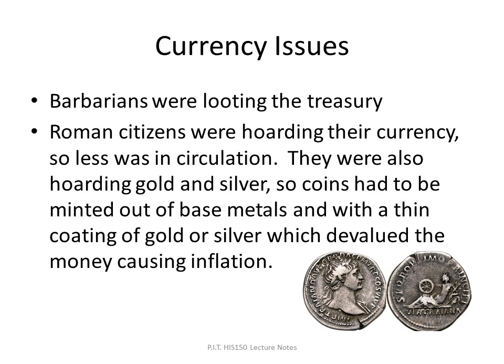Then there were also currency issues. Barbarians were looting the treasury. In those days, they didn't have computers digitizing financial records. They had storerooms of coins, and these coins were easily carried away. Roman citizens began hoarding their currency, so less was in circulation. They also hoarded gold and silver, so coins had to be minted out of base metals with a thin coating of gold or silver, which devalued the money, causing inflation.